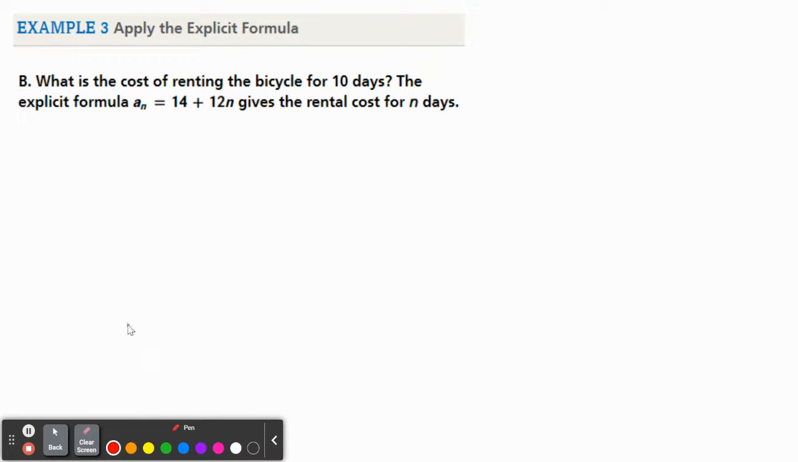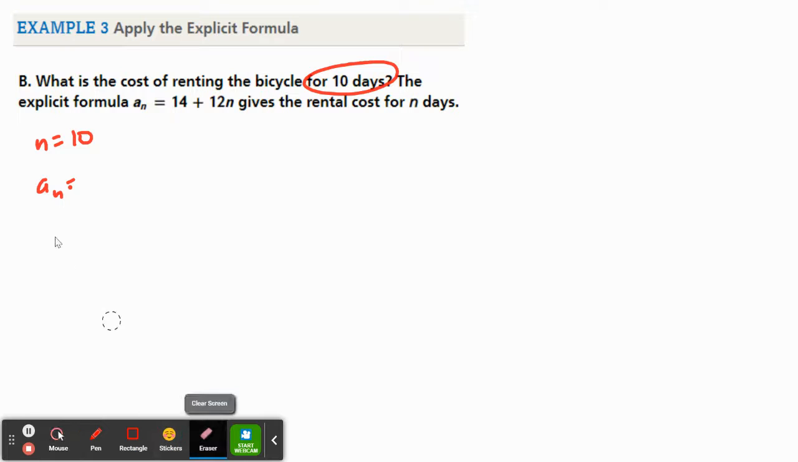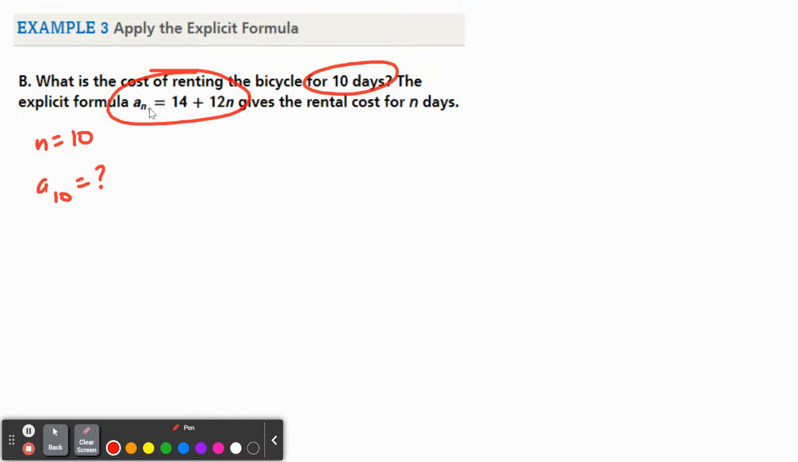What is the cost of renting the bicycle for 10 days? The explicit formula is this. It gives the rental cost for n days. So what they're saying here is we want to find the 10th term, right? Our n value is equal to 10. So we want to find a sub 10, not a sub n. So what we're going to do is take our formula and replace n with 10. So to find a sub 10, we're going to do 14 plus 12 times 10.